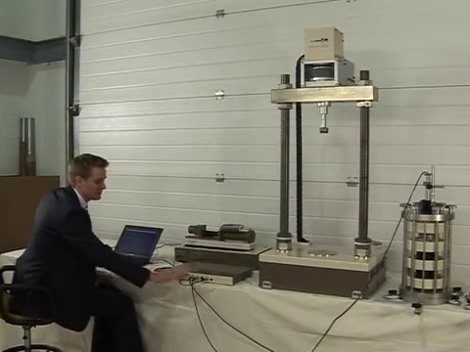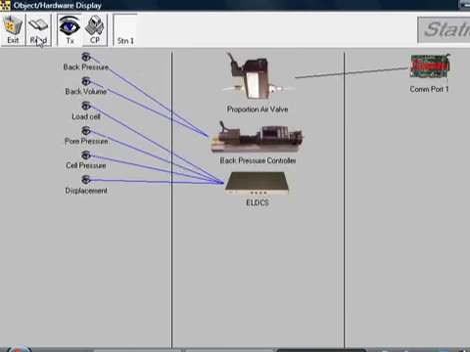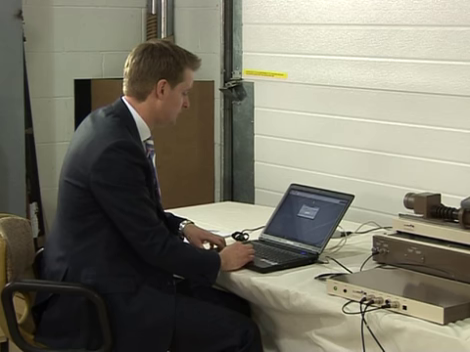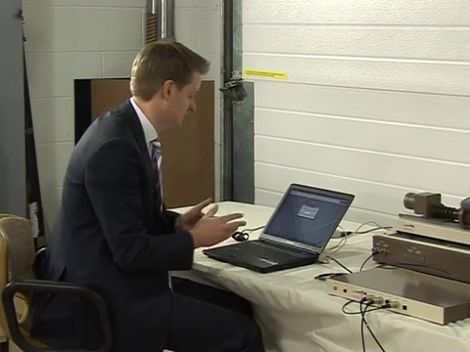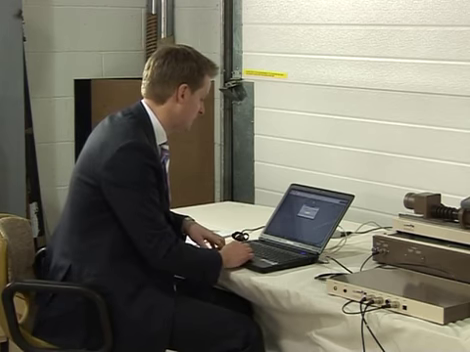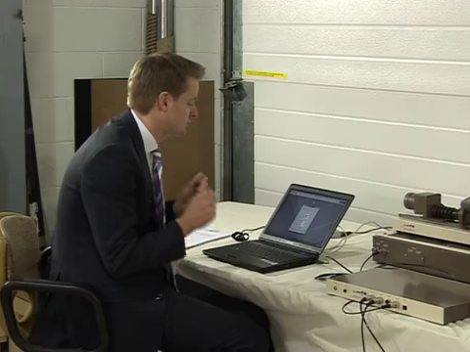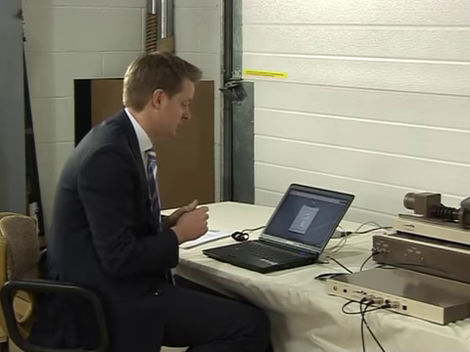Now we're going to set up transducers in the software. If I click on the load cell transducer, we will see that this transducer is actually already set up, but I will explain the settings that are in the system. If we go to the Advanced tab, we will see a value for the transducer full scale. It's very important that the actual transducer full scale, as read from the calibration certificate, is input here.